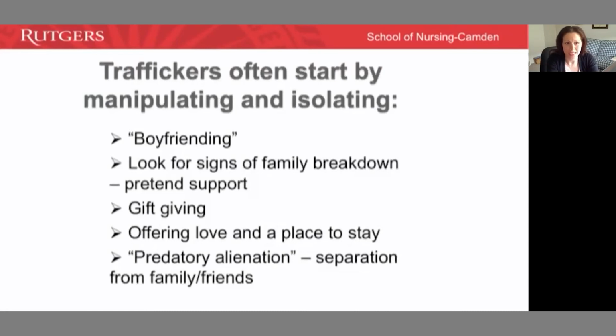The trafficker begins to boyfriend them as they identify those signs of family breakdown. They begin to show care, to show compassion. They pretend that they're going to be the ones to save them from their current situation, and this victim falls prey to this manipulation. The trafficker offers gifts to win them over, offers love, offers them a place to stay, shelter, something that the victim may not feel they have, or received from their family or even from their friends.